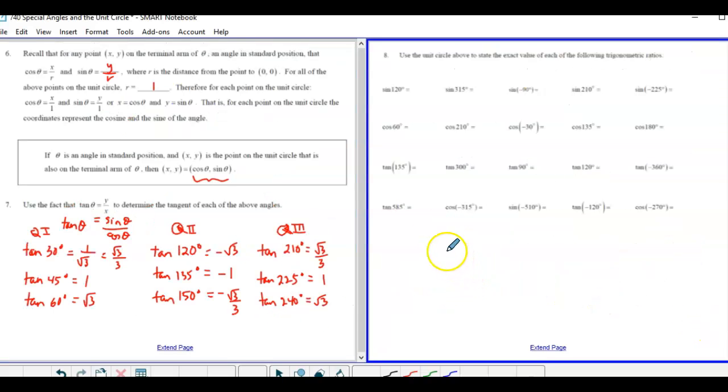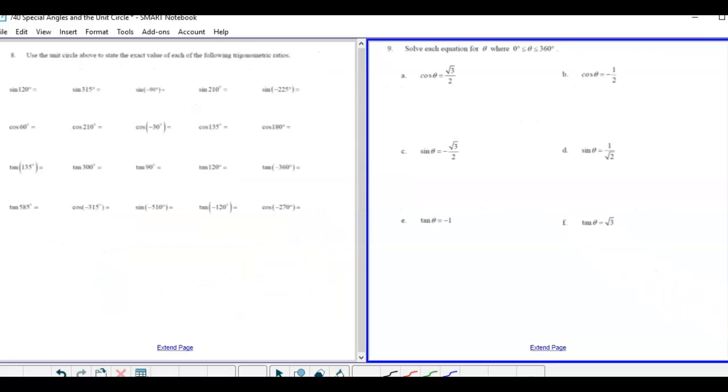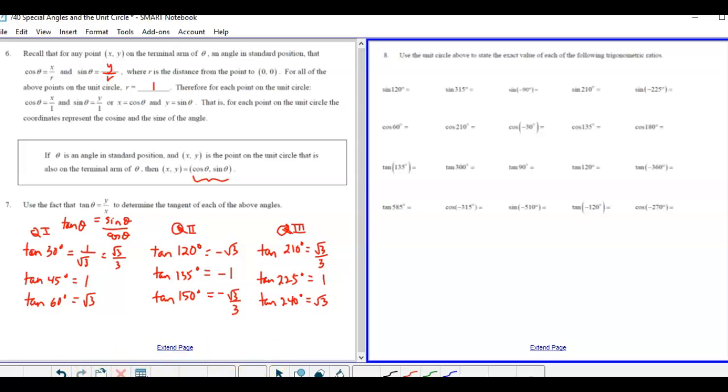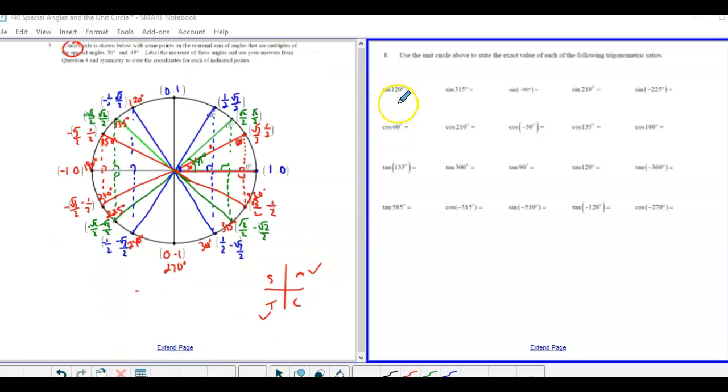Okay, so now we're going to use the unit circle to state the exact value of each of the following trig ratios. I actually can't get that on the screen at the same time, so give me a sec to move it. Okay, I moved it so we can see it at the same time. So sine of 120. Remember, sine is root 3 over 2, the y value.